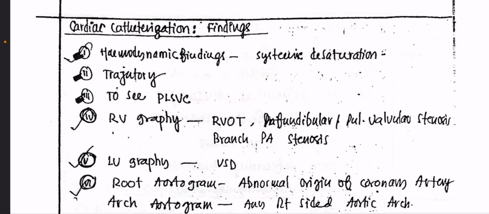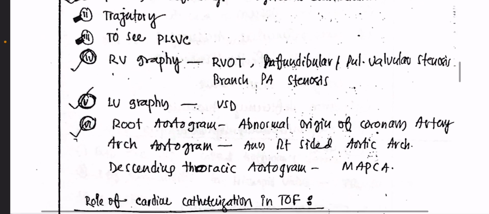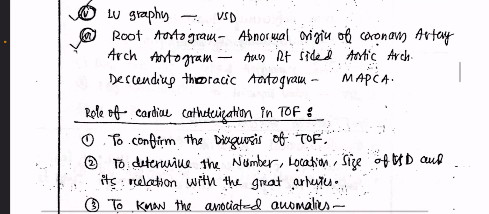Now, cardiac catheterization findings. Hemodynamic findings: systemic desaturation, step-up in SVC if persistent left superior vena cava. RV angiography: RVOT, infundibular and pulmonary valvular stenosis, branch pulmonary artery stenosis. LV angiography for VSD. Root aortogram for abnormal origin of coronary artery, arch aortogram for any right-sided aortic arch, descending thoracic aortogram to see MAPCA.